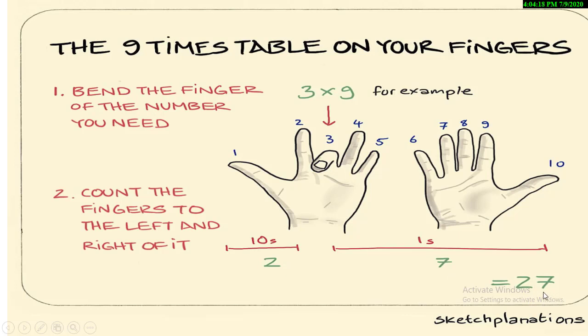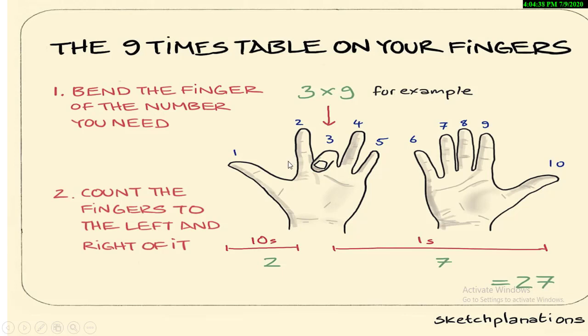Got it? Okay, this is something that you can learn only with practice. So let's do it again. For example, if you want to know your answer for 4 9s are, you are going to bend your finger number 4 and then count the fingers. How many fingers will be left on that side?